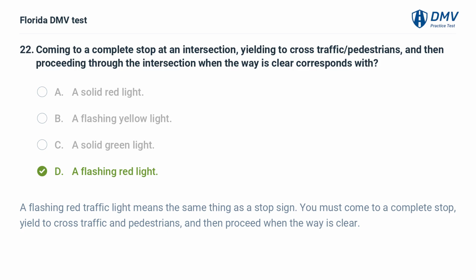D. a flashing red light. A flashing red traffic light means the same thing as a stop sign. You must come to a complete stop, yield to cross traffic and pedestrians, and then proceed when the way is clear.